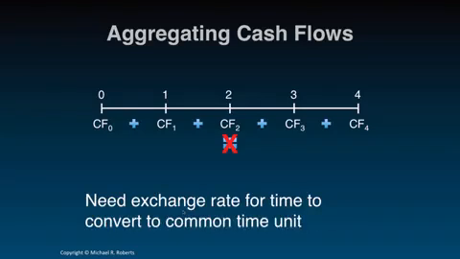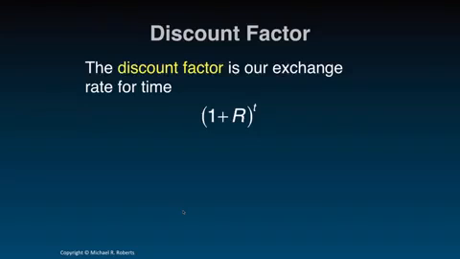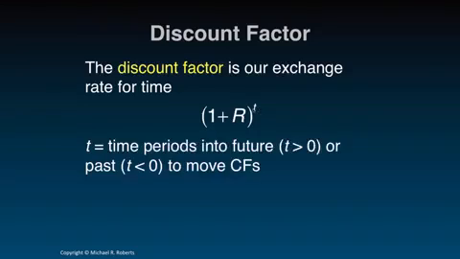We need an exchange rate for time to convert to a common time unit, and that exchange rate is called a discount factor. Our discount factor is given by (1 + r)^t. T is just the number of time periods into the future, if t is greater than 0, or past, if t is less than 0, that we want to move the cash flows. R, well, that gets its own slide.